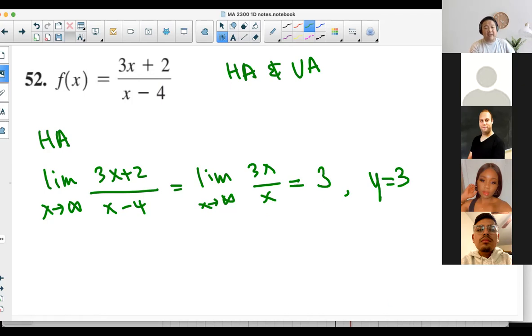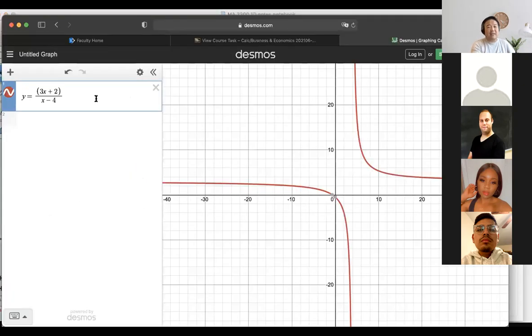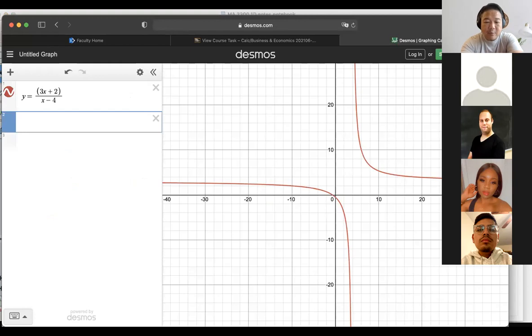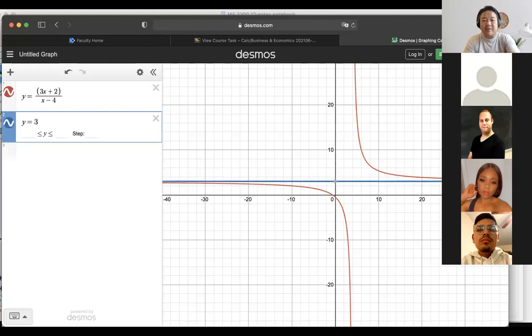And in fact, you can see that right away from Desmos. I can type in y equals 3, and you can see that that blue line is the horizontal asymptote that the function is approaching.